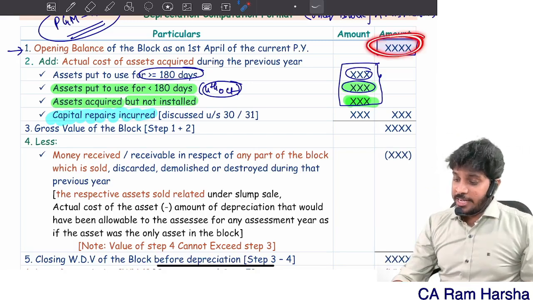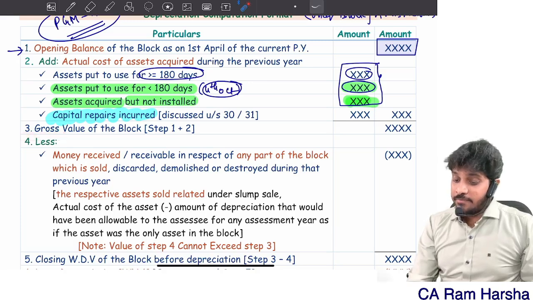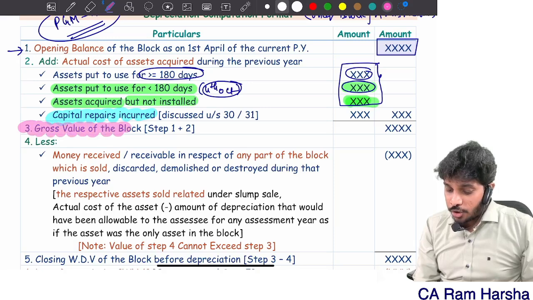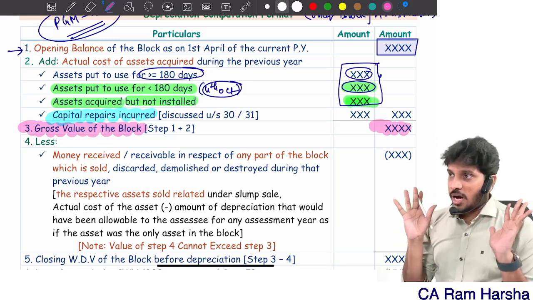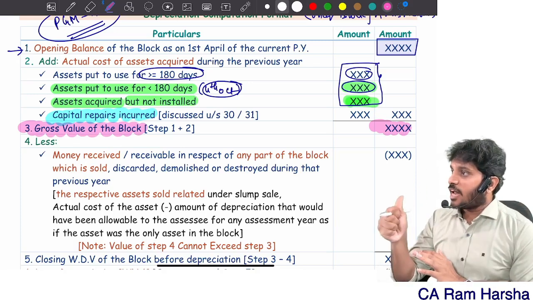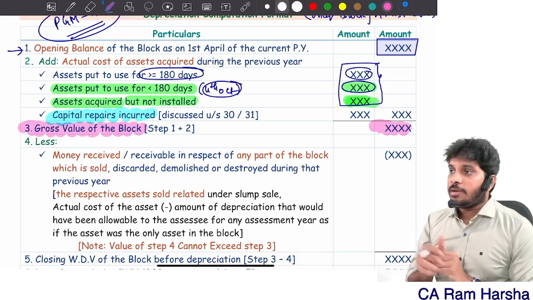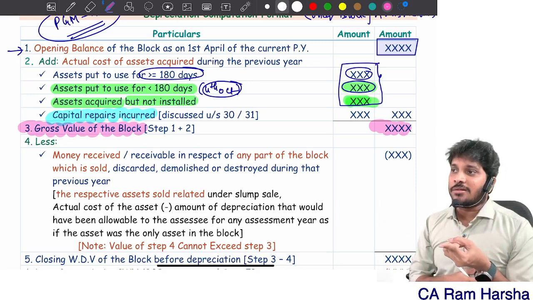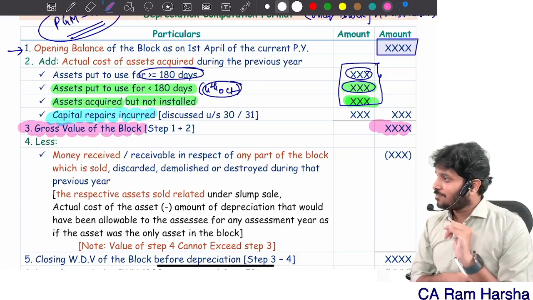Fine. So opening is there. Additions value totaled. Now you will get some value, right? That value is called as what, you know? Gross value of the block. Somebody tomorrow asked you, what is gross block value? What do you mean by gross block value? Opening plus additions during the year. That is called gross block value. Correct?